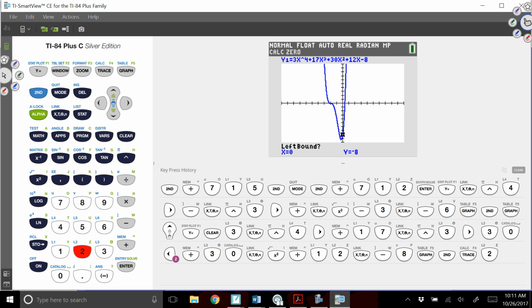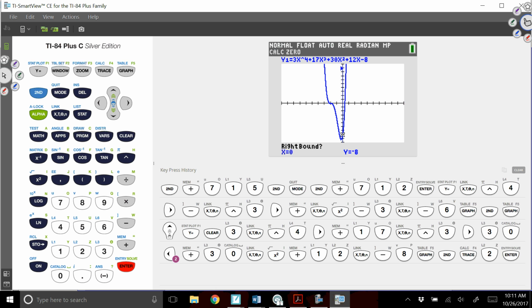It is below. So this cursor needs to be anywhere below that point. Okay, so my cursor showed up right there. It's totally fine. So all you have to do is hit enter. And then your calculator says right bound, because it needs to know where you want it to look between.